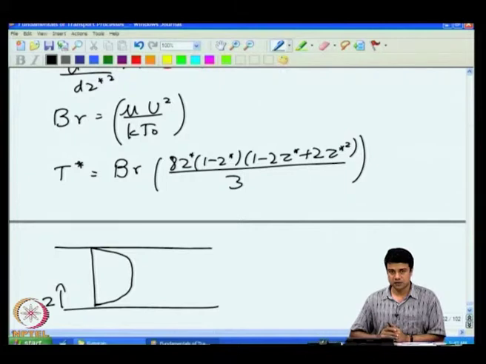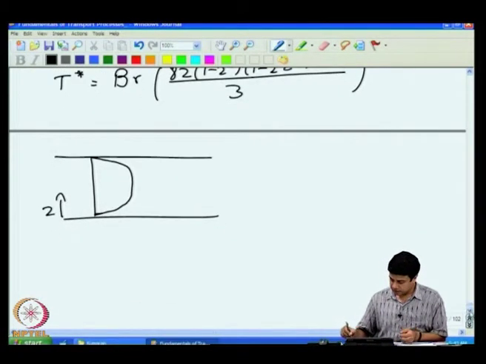At the walls, of course, the shear stress is non-zero. In fact, the shear stress, the slope of the velocity profile, is largest at the walls. Because of that, the heating is also largest at the walls, and therefore, you have the largest temperature difference at the walls.